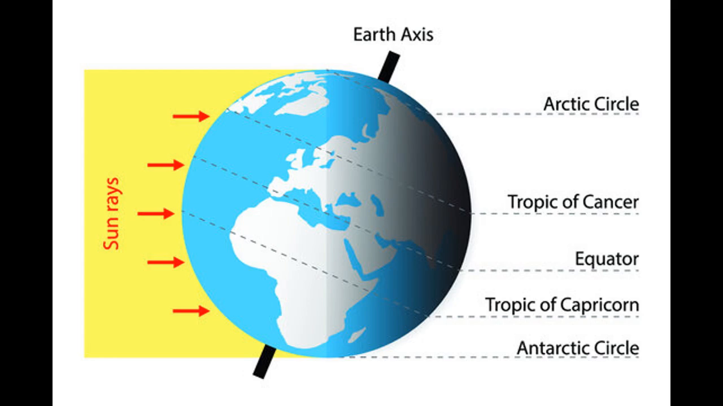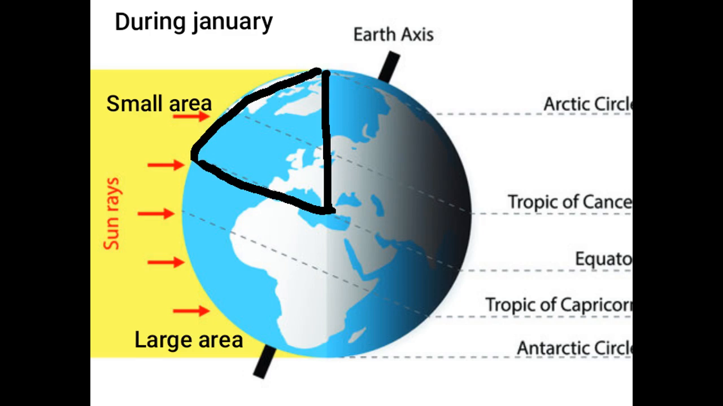In January, the Sun is at the left side of the Earth, and because of the Earth's position, Sun rays hit a large area of the southern hemisphere and a small area of the northern hemisphere. Due to this, the countries in the northern hemisphere experience winter and the countries in the southern hemisphere experience summer. During these months, days are shorter and nights are longer in the northern hemisphere, and similarly, days are longer and nights are shorter in the southern hemisphere.